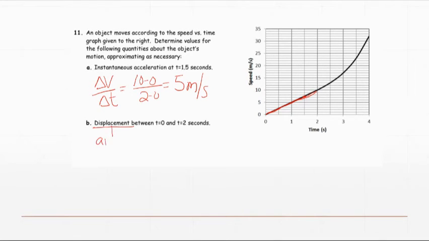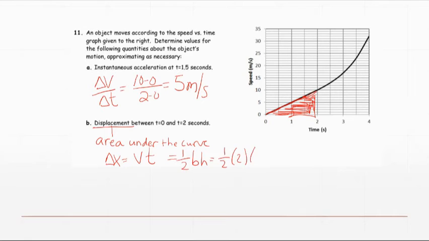So the displacement is the area under the curve. So I'm going to figure out what this area is. And how do I figure out what the area is? That's because this is change in x equals velocity times time. But because my velocity is changing and my time is changing, I find the area. The area of a triangle is 1/2 base times height, which is 1/2 times 2 times 10. That ends up giving me a displacement of 10 meters. Okay?